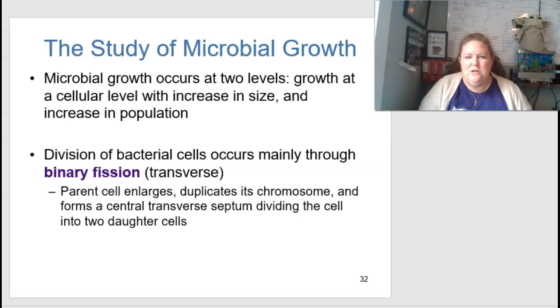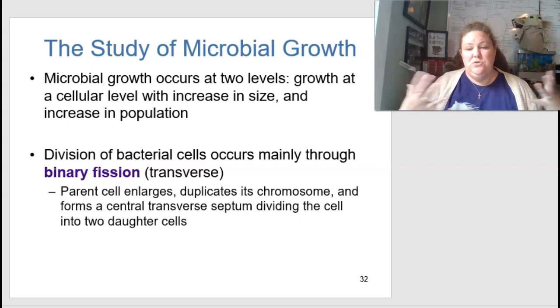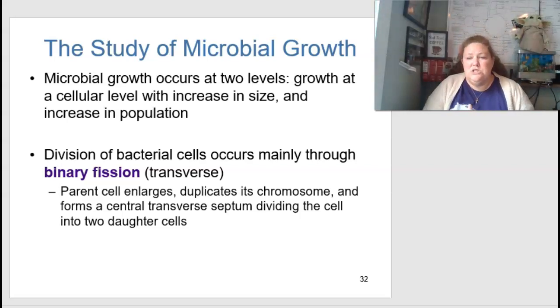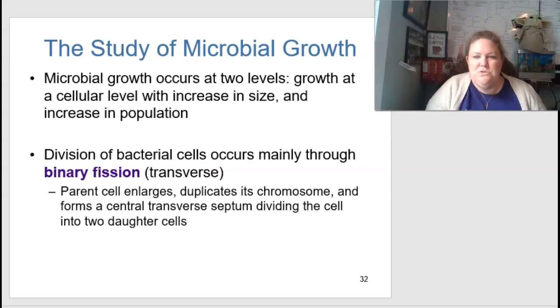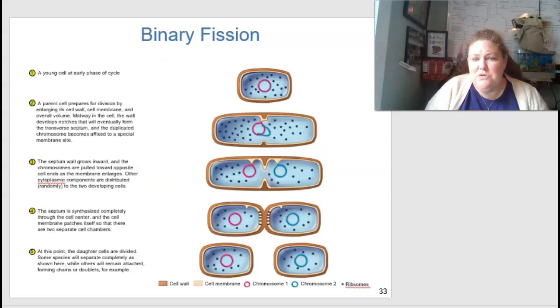This is transverse fission. And so, this is when the parent cell is going to enlarge and duplicate. Once it duplicates, it's going to duplicate that chromosomal material, the genetic material in the chromosome, and then it forms a central transverse septum that is going to divide the cell into two daughter cells. So, this is what binary fission is. It's binary, bi meaning two, fission is to split.